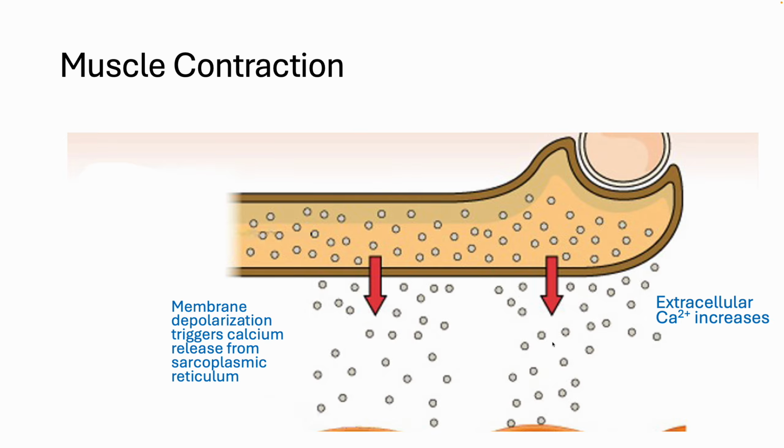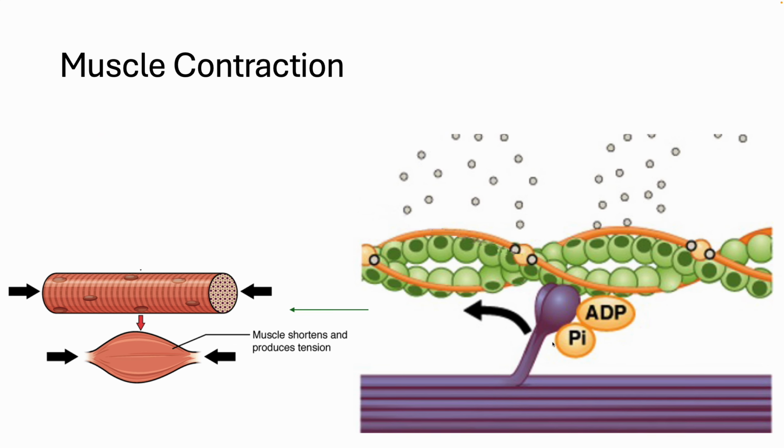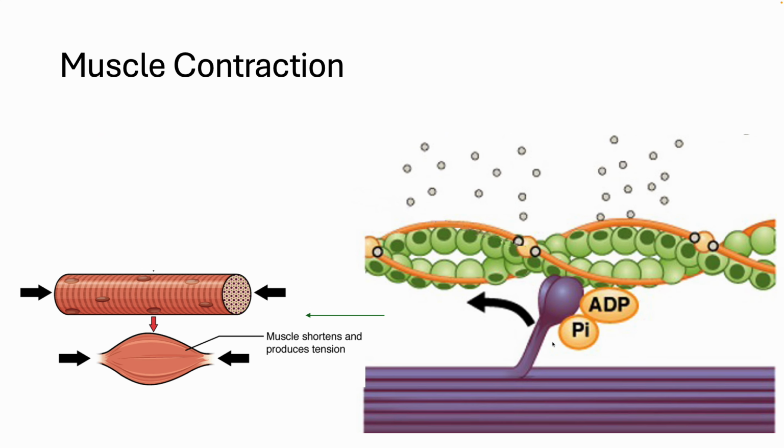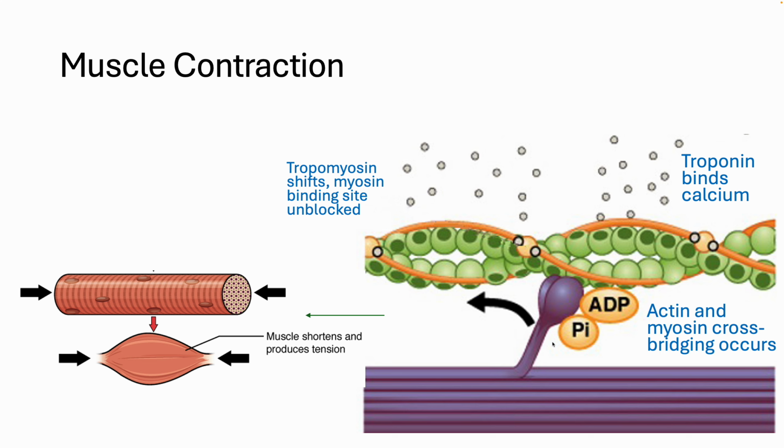This in turn leads to calcium ion concentration increasing in the sarcoplasm. The calcium ions then are going to be bound by the troponin. Binding by troponin is going to move the tropomyosin out so that the myosin binding site is unblocked. Now you can have actin-myosin cross-bridging and ATP hydrolysis occurring subsequently, leading to contraction.